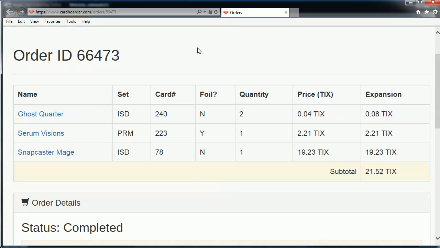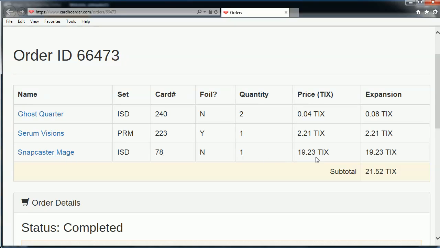So let me start with the cards that I purchased. I had to do this on a different schedule than normal, so I had to move everything up. So this is Monday's purchases. I was able to pick up the fourth Serum Visions for only 2.21 tickets, which was great. It was the only one they had, but I was still very happy to get that for that price.